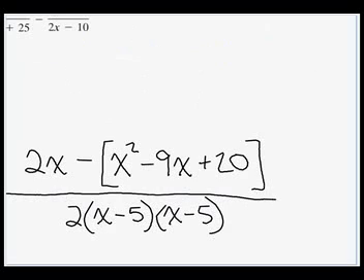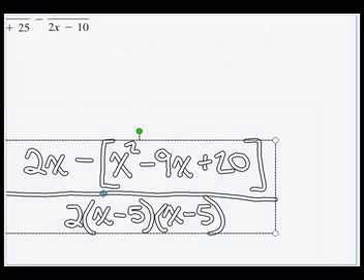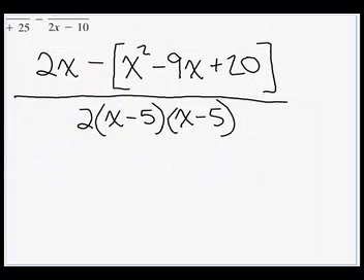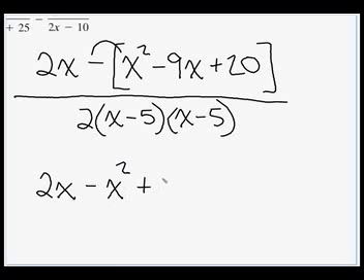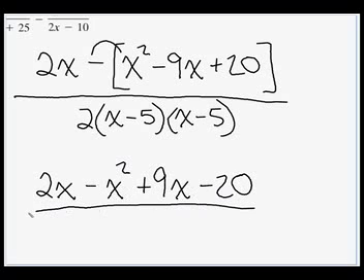Okay. Let's distribute the negative across the brackets, combine terms, and see if we can factor and cancel anything else out. So distributing that negative, we'll switch every sign in the brackets. Now it's a minus x squared, a plus 9x, and a minus 20. And that's all over the 3 pieces of the common denominator.